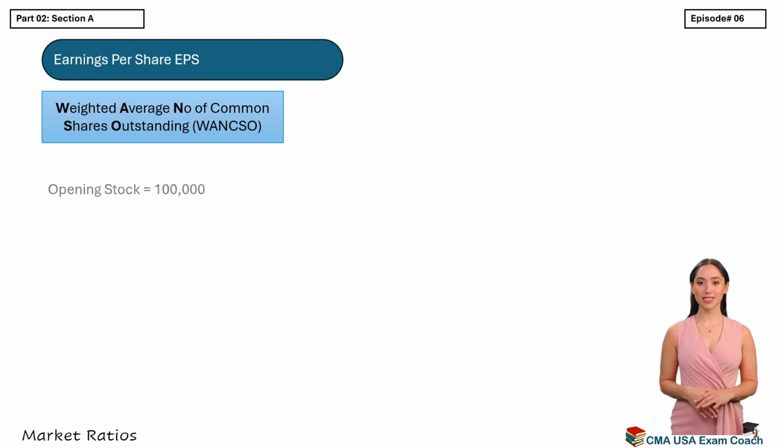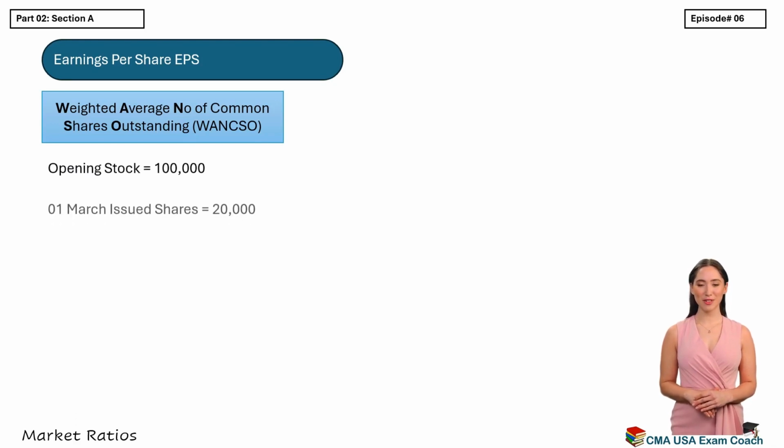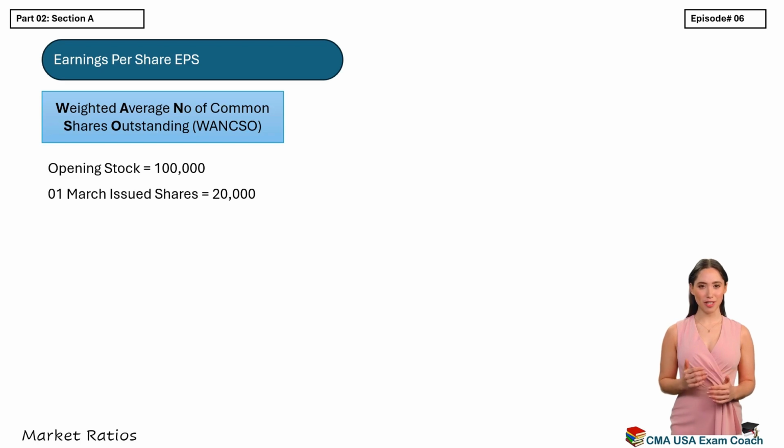The company starts the year with 100,000 shares on January 1st. On March 1st, 2024, it issues 20,000 new shares. These additional shares will count from March till the end of the year. That's 10 months, or 10 out of 12 months. On June 30th, 2024, the company buys back 10,000 shares as treasury stock. These shares are no longer outstanding, so we'll deduct them from July to December, that's 6 months.